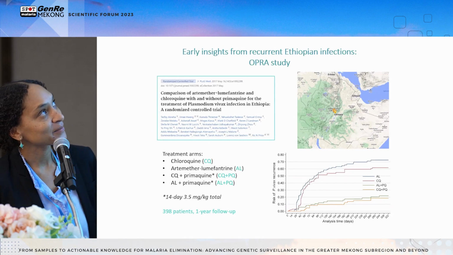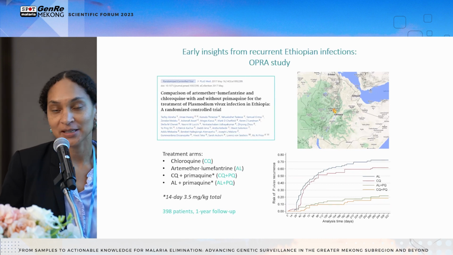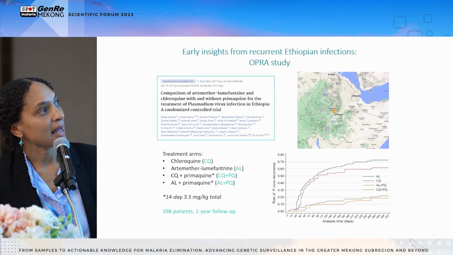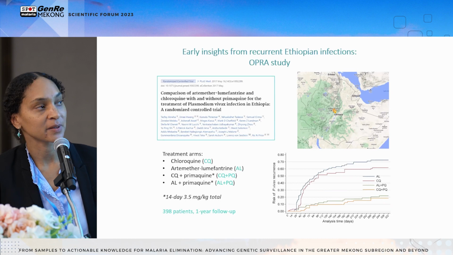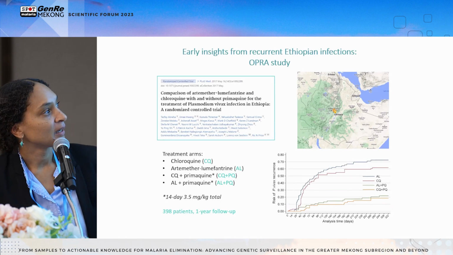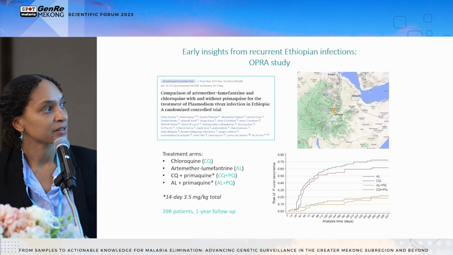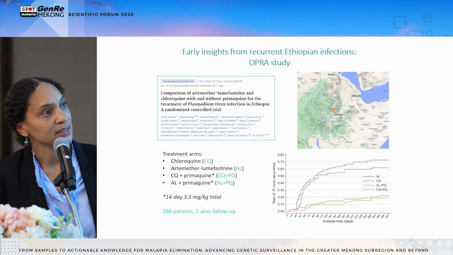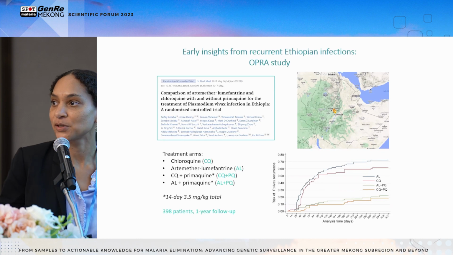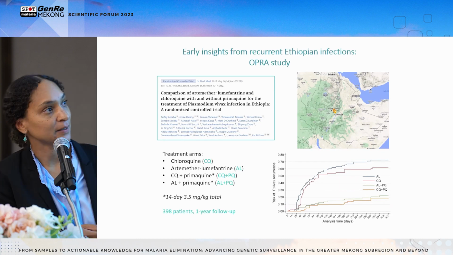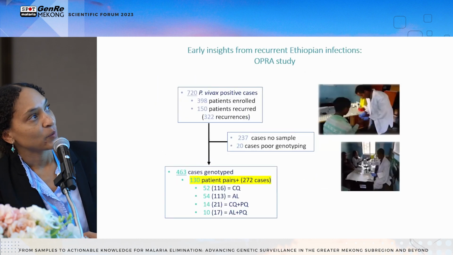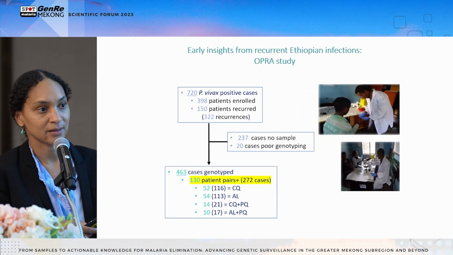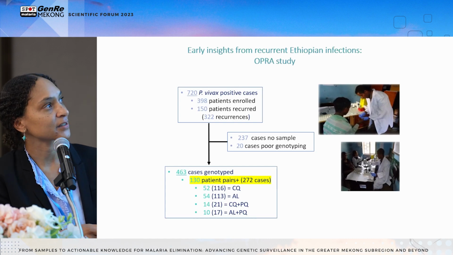A randomized controlled trial conducted at 2 sites in Ethiopia, comparing chloroquine to AL and then those 2 blood stage treatments with primaquine regime. So just under 400 patients were followed for a year. And you can see here in this lovely survival curve, as you'd expect, when you add primaquine, much lower risk of recurrence. But what we really wanted to know was which of those recurrences are actually relapses, what might be reinfections, and so on.